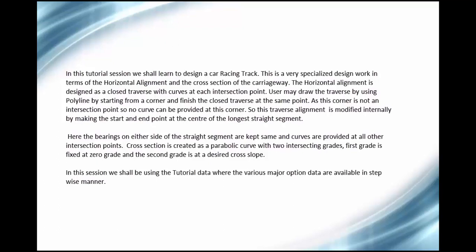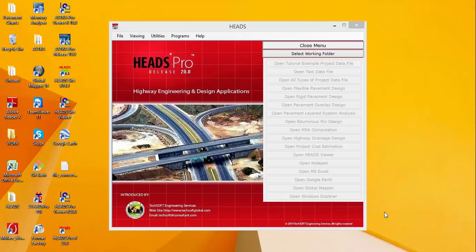all other intersection points. Cross-section is created as a parabolic curve with two intersecting grades. First grade is fixed at 0 grade and the second grade is at a desired cross slope. In this session we shall be using the tutorial data where the various major option data are available in stepwise manner.